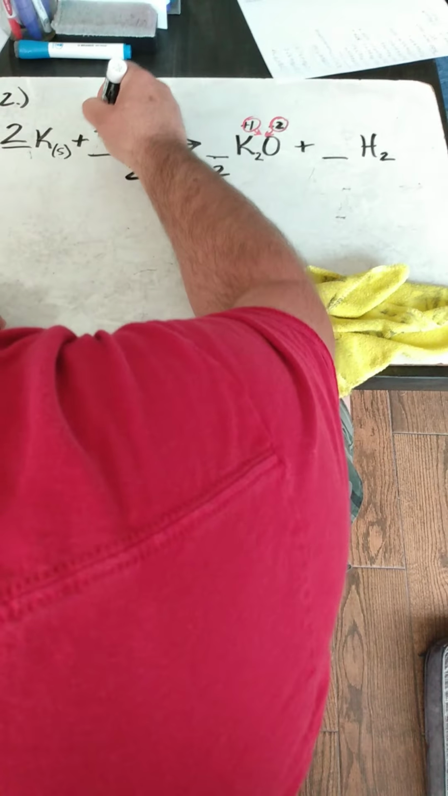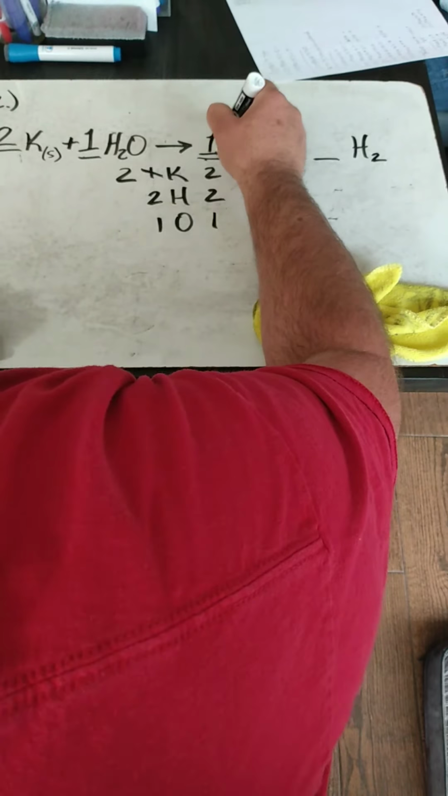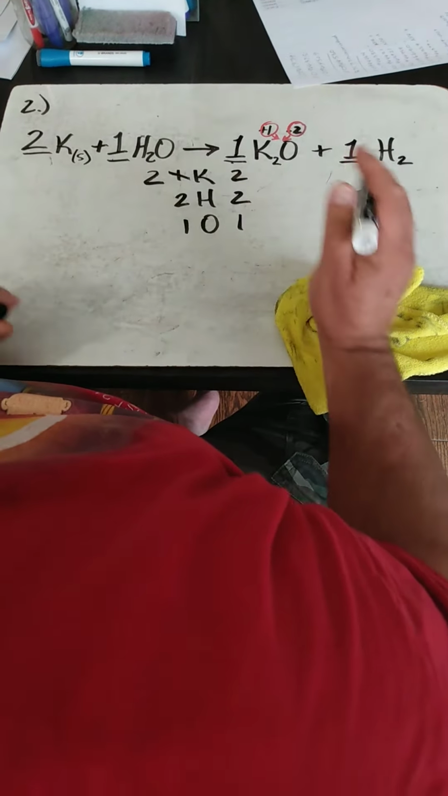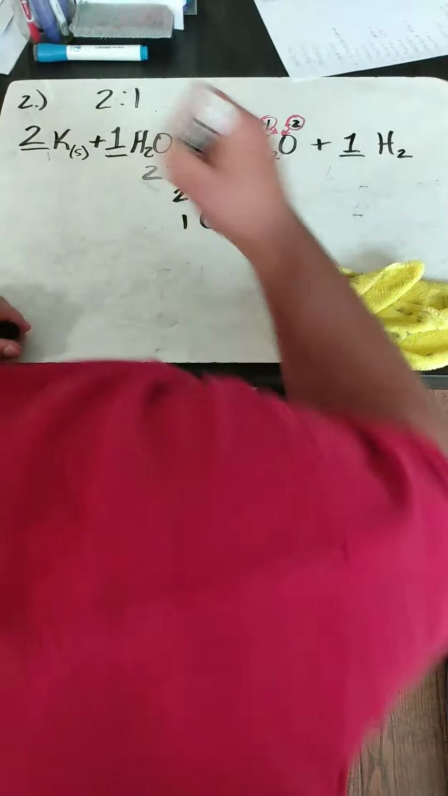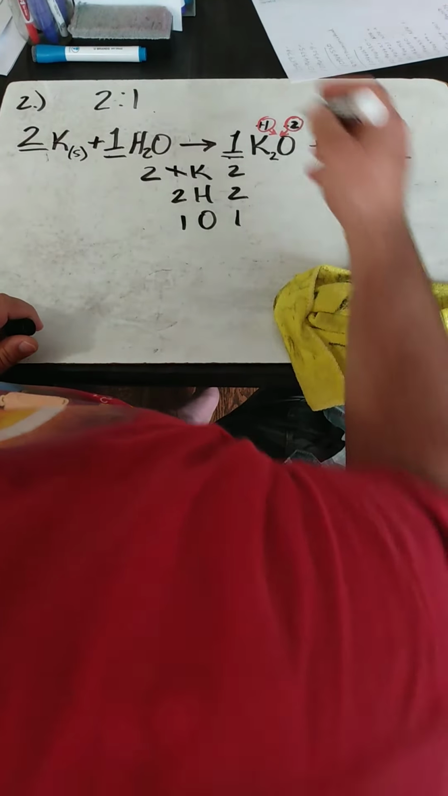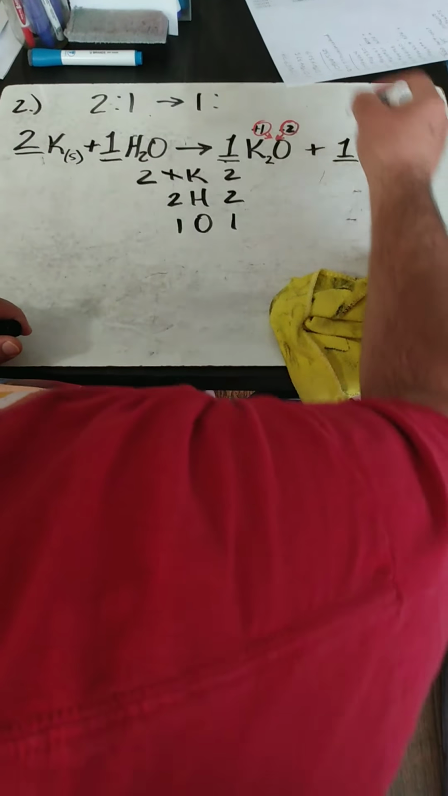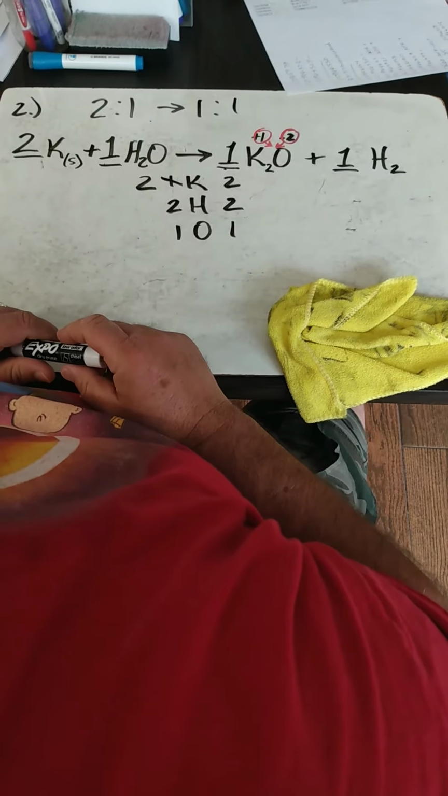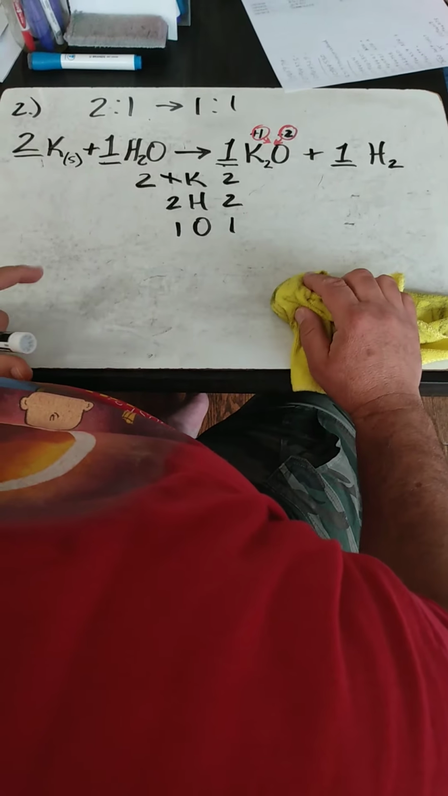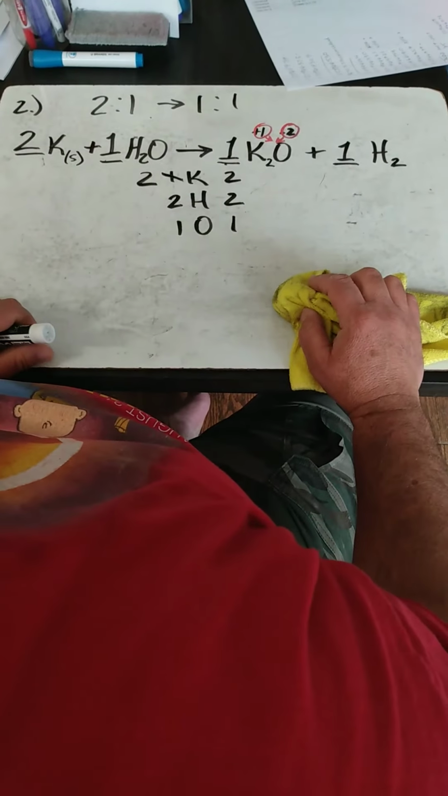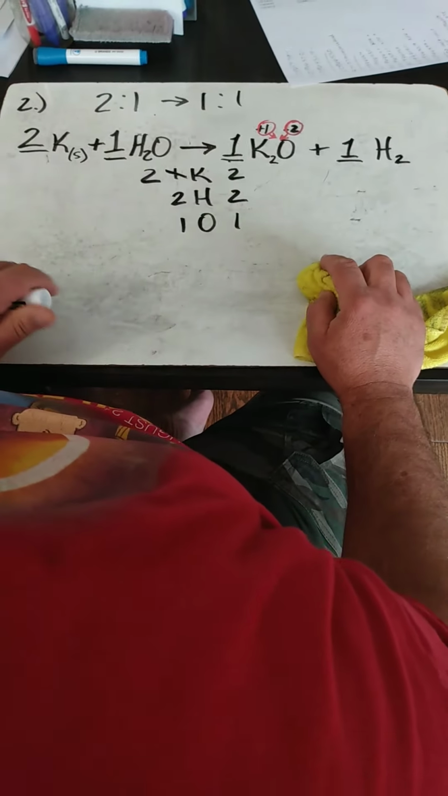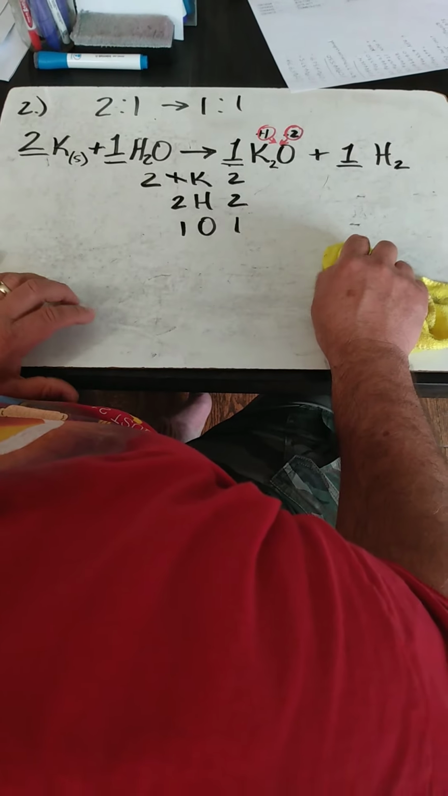Plug in 1 for the coefficient, and we are done. So ratio-wise, we have a 2 to 1, 2 potassiums to 1 water yields 1 potassium oxide to 1 hydrogen molecule. And so again, that was a lot more simplistic. Okay, we only had to do crisscross once, but we did have a diatomic molecule. And we didn't have to worry too much about whether it was aqueous or gas or anything of that nature.